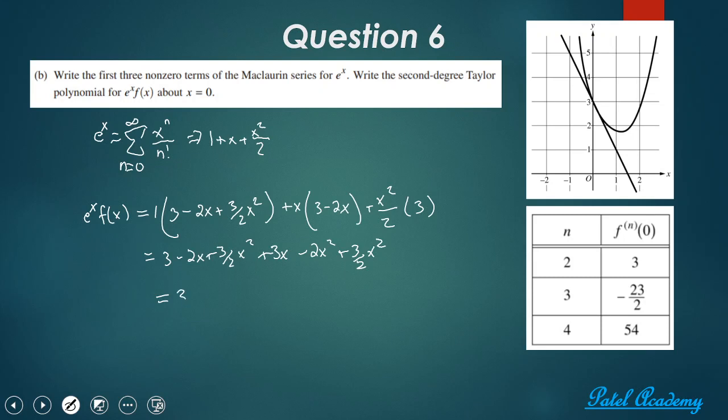And so what is this equal to? Well, I have 3, I have plus x, and then I have minus x squared. And so my final Taylor polynomial is going to be 3 plus x plus x squared. Because I have 3 half plus 3 half, which is 3, and then minus 2, which is x squared. So that is our final answer.